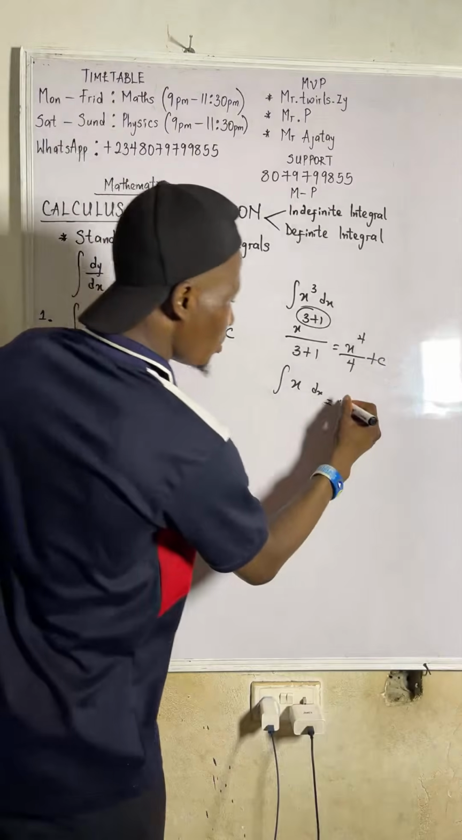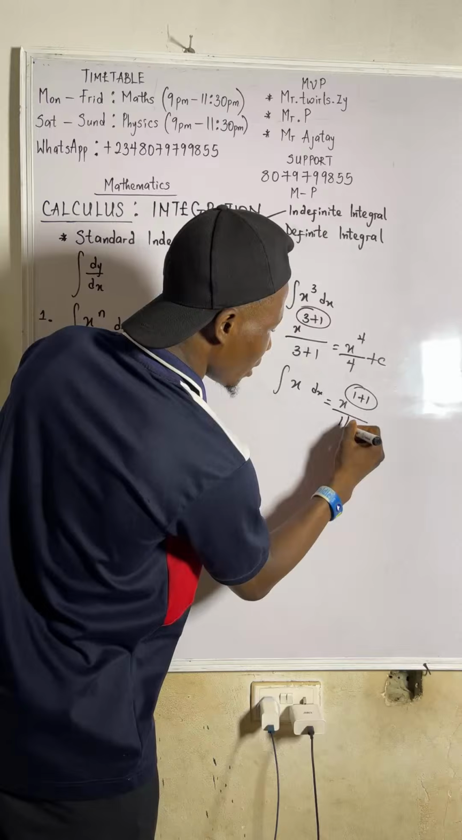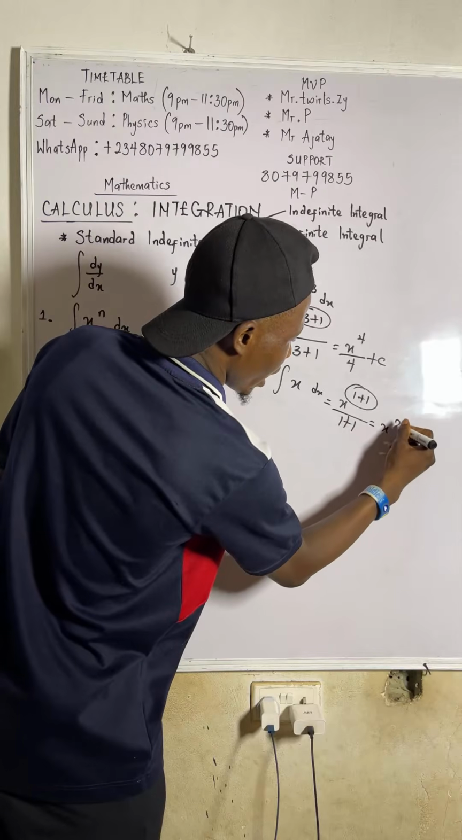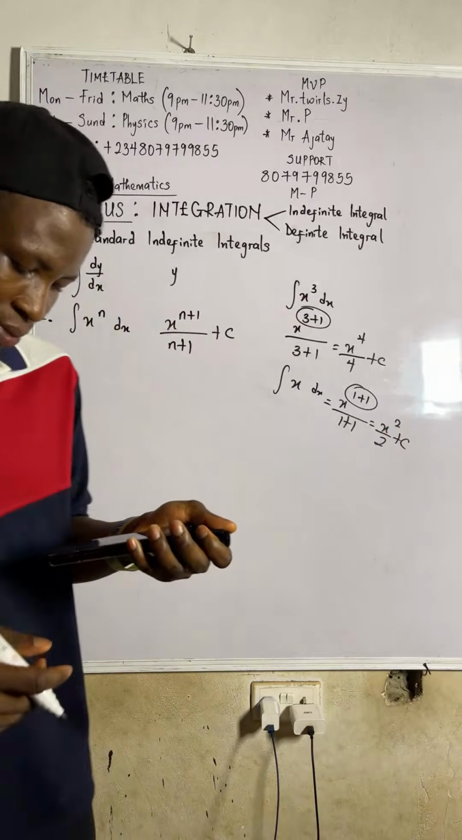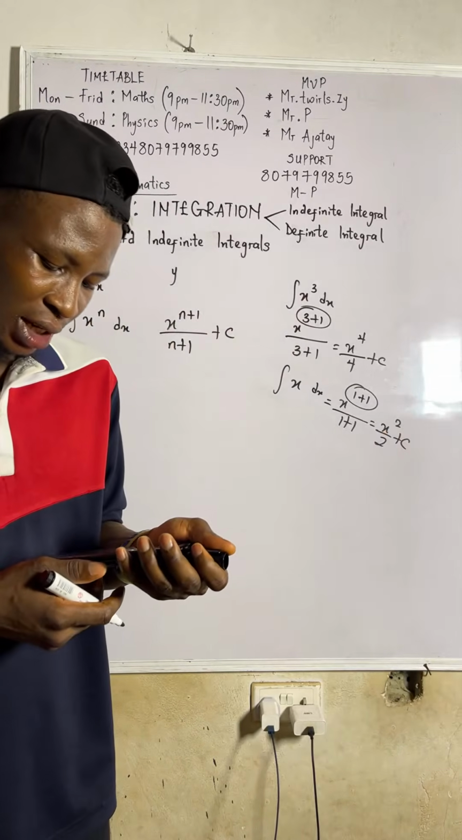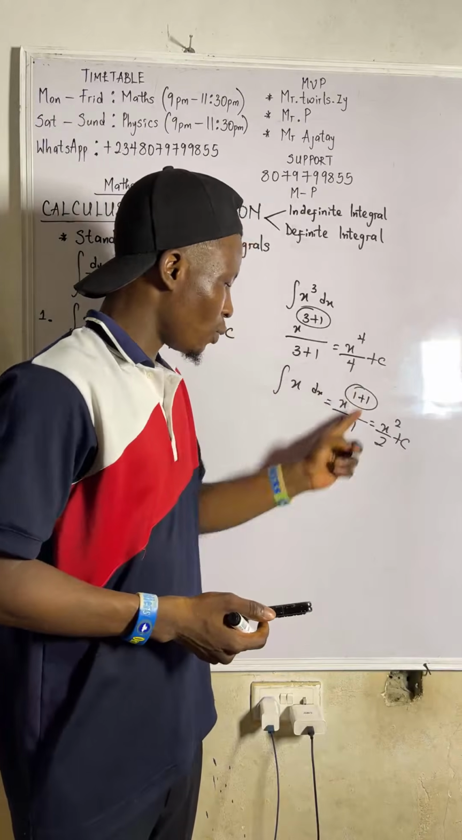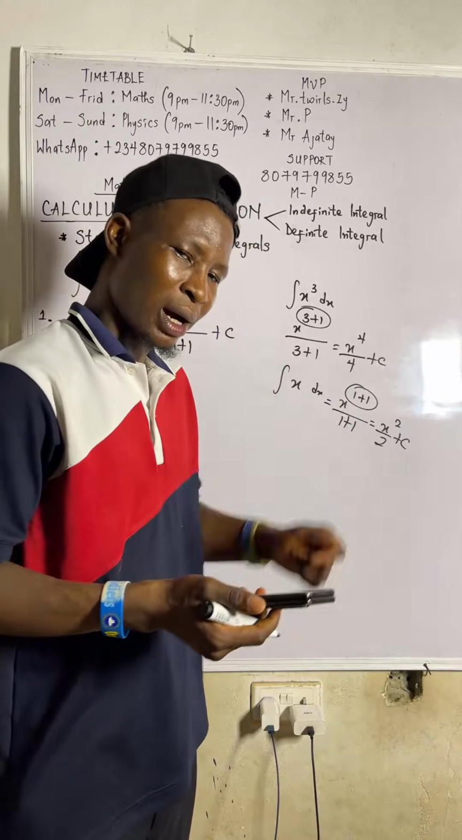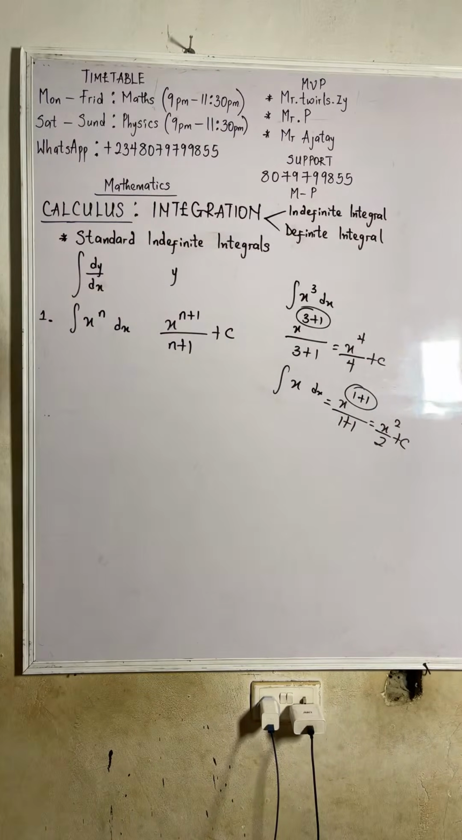So that would be x to the power of, add 1 to that power, over that same power. That will give you x squared over 2 plus c. And that is all. Short. Which one is x over x? That's x to the power of 1 plus 1, over 1 plus 1. Add 1 to the power, over the power.